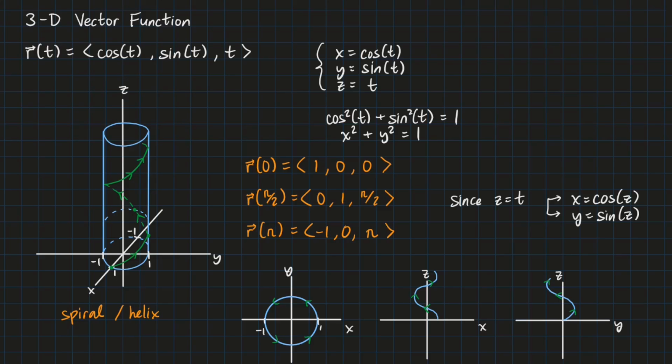Also, instead of the circular cylinder, we could have plotted any of these two as well. X equals cosine of z and y equals sine of z are both cylinders, since they have two of the three variables in it. And regardless of which two variables you use to get your equation, you should have some sort of cylinder, and the green curve given by r of t would always go along that surface.